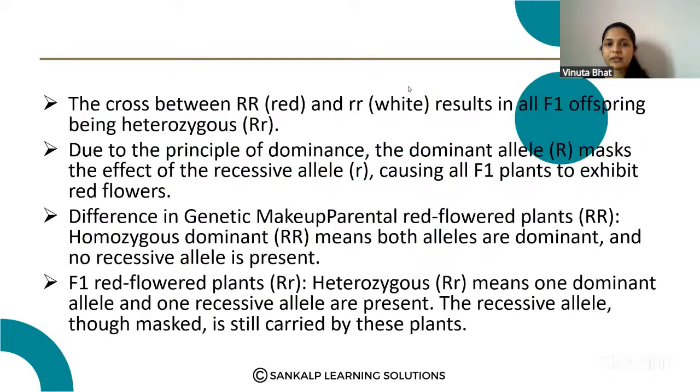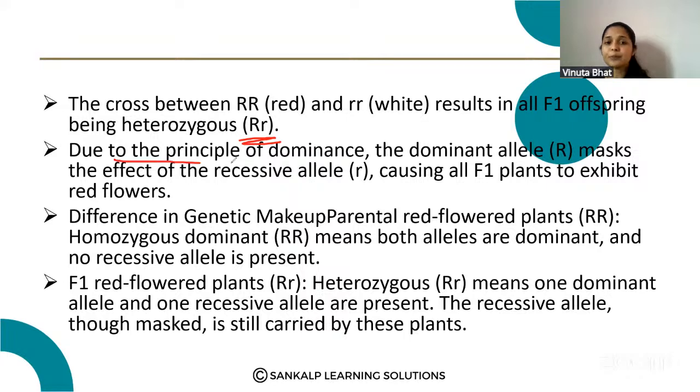Here, the cross between the red flower producing plant, that is capital R, and white results in the F1 generation offspring being heterozygous, that is having capital R small r, producing flowers which are red in color, but their genotype is capital R small r. Only this capital R is dominant, so red color flowers are formed in the F1 generation.